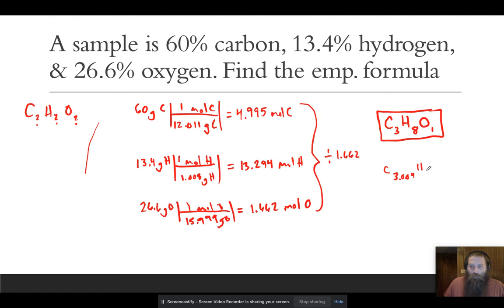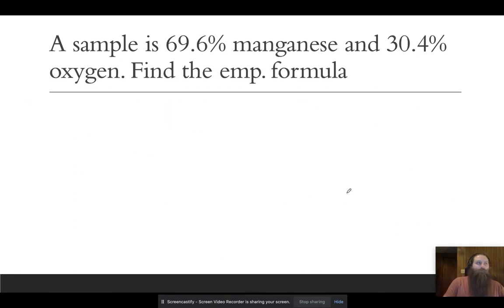And for hydrogen, I got 7.9956. And for O, obviously, I got 1. These numbers are close enough to round, right? I can round those. In this case, we're going to round them up. If you got something like 2.001, okay, that's close enough to 2 to round. If you're getting things like 0.7 or 0.6, that's not close enough to round. You'd have to multiply. So this would be a 5-step example.